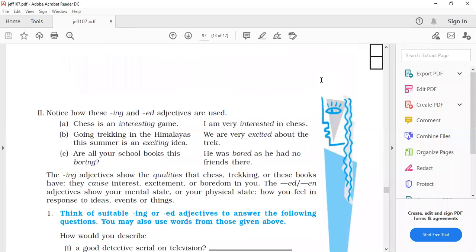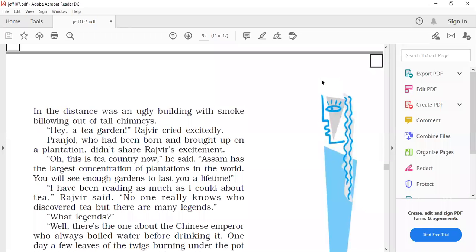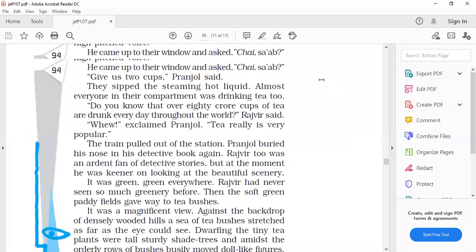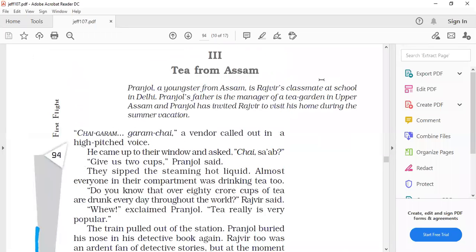What did Rajveer notice in the tea estate? What did he notice? He has mentioned some particular tea estate. What is the name given for the tea estate?